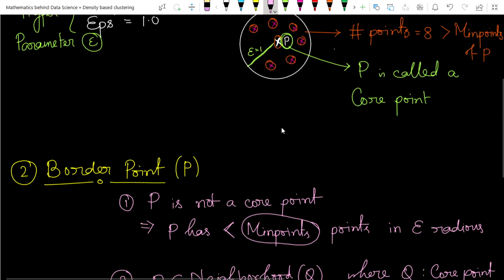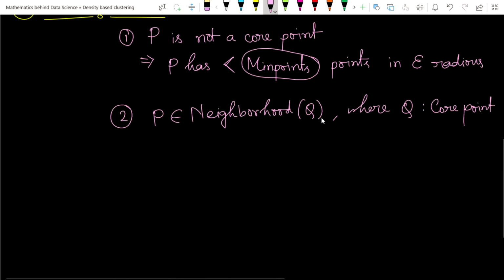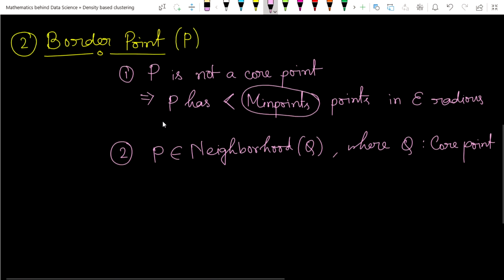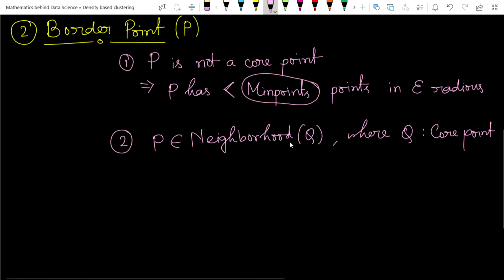Okay, I think you got the point. If Q is a core point, and P lies in the neighborhood of that core point, then this P is called a border point. That's the first condition: P must not be a core point. The second condition: P must lie in some neighborhood of a core point.